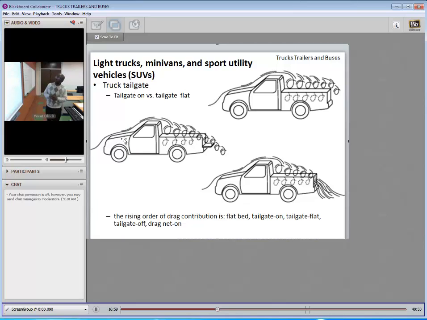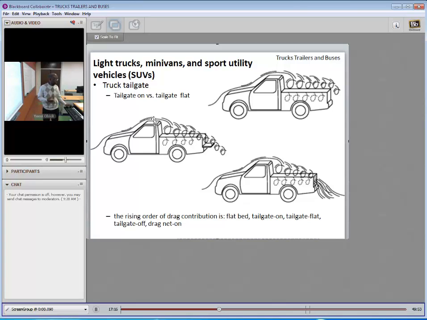One of the contributors to drag in trucks is the tailgate, the truck tailgate. And we have different scenarios. This is just a few of all the possible scenarios. It doesn't cover them all. But, well, let's look at these.